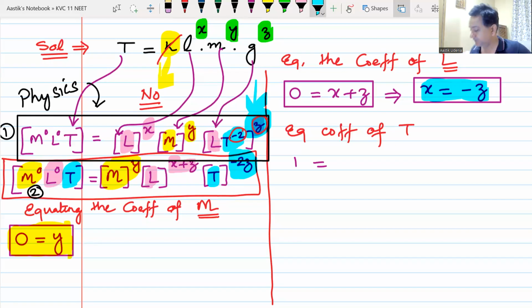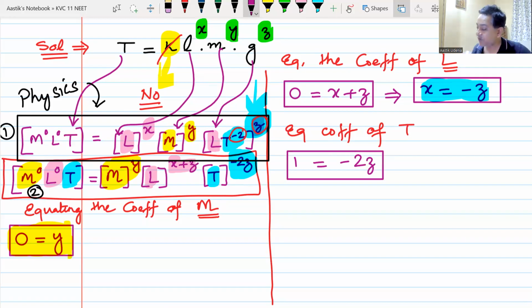Minus 2G. A simple mistake is going to hurt you a lot, my dear friends. Please don't make that stupid mistake. Minus 2z. So from here, y has disappeared. From here, I can write the value of z. The value of z would be minus 1 by 2. Yes or no?